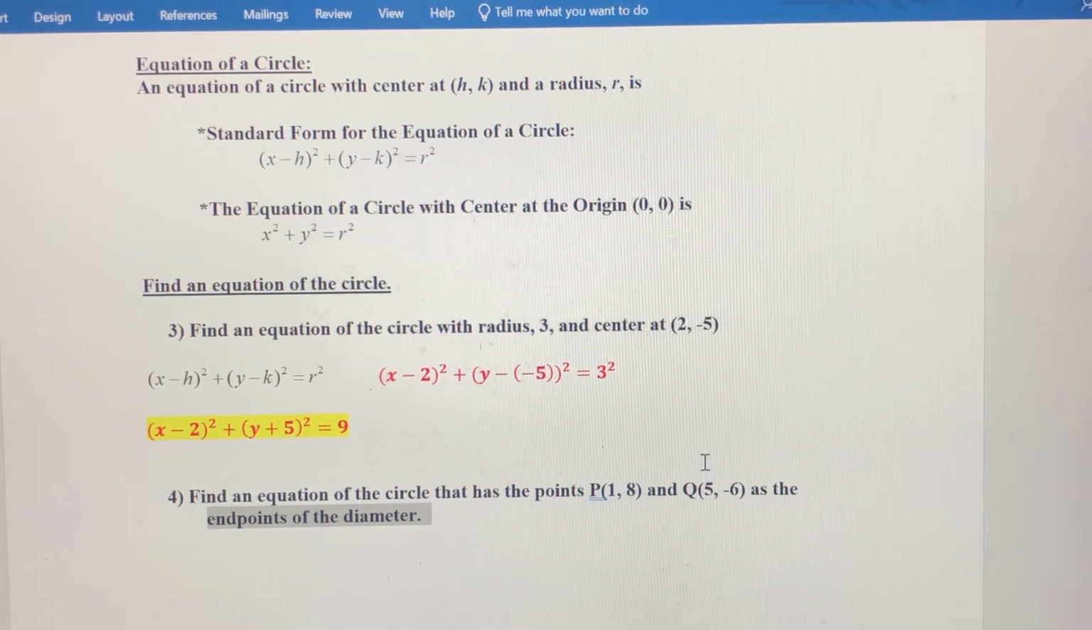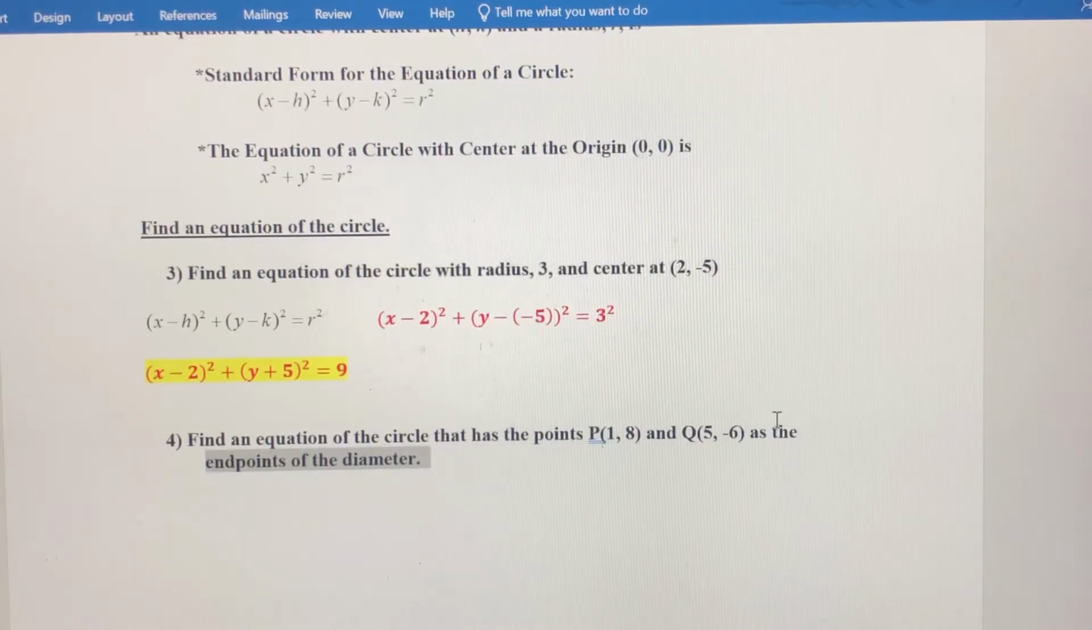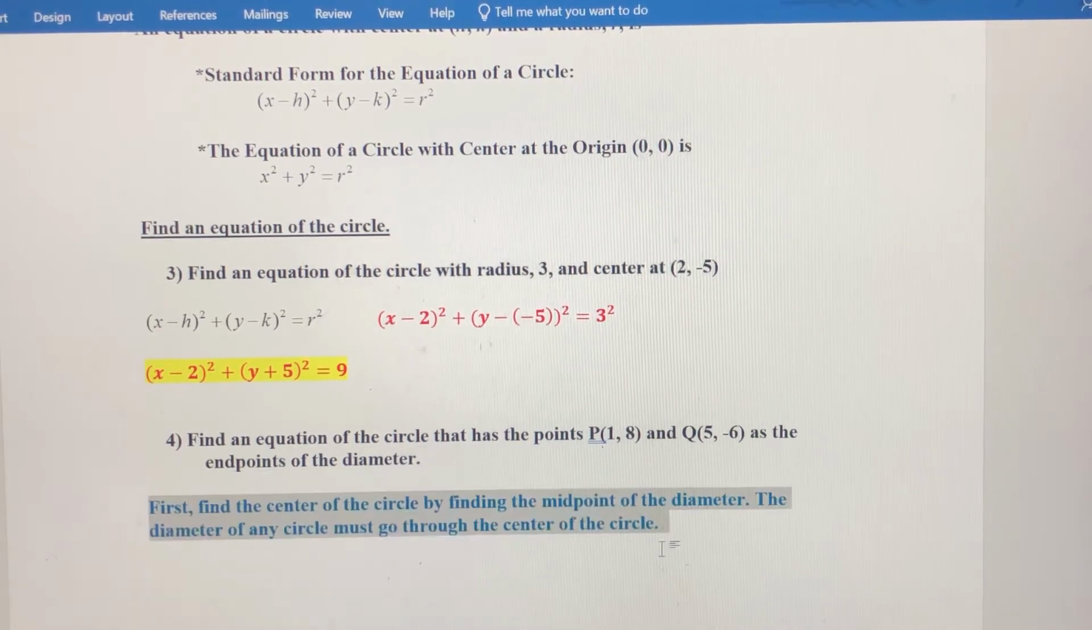The diameter is twice the length of the radius. So the first thing I can do here is find the center of the circle. Eventually, we're going to plug it into standard form, but I need the center and the radius to be able to find an equation. I can find the center of the circle if I find the midpoint of the diameter. Hopefully that makes some sense logically. If I find the midpoint of PQ, that's going to be the coordinates for the center of the circle. So let's find that midpoint.